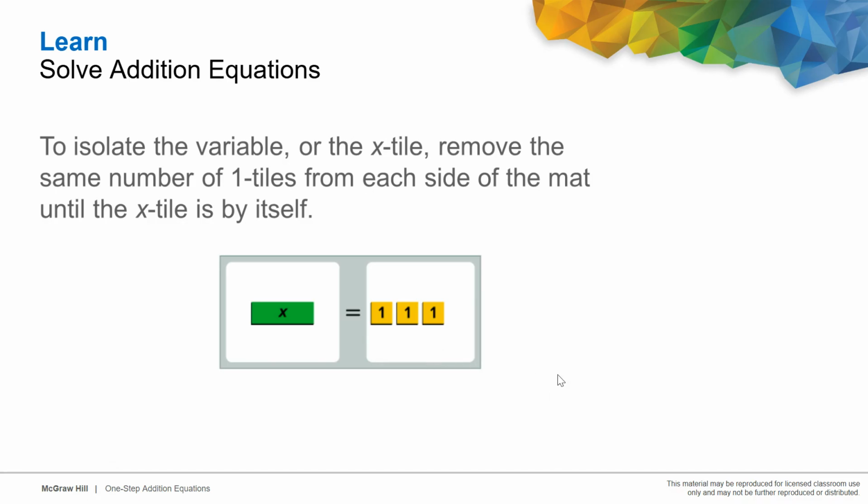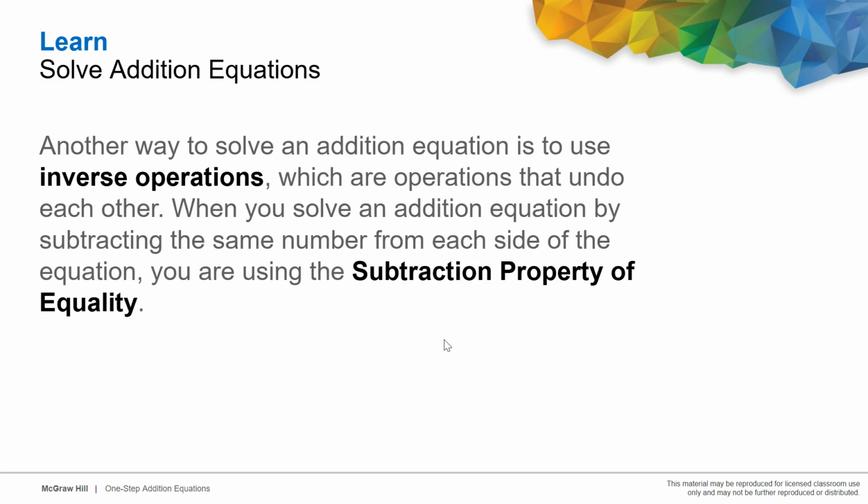So they've taken away 4 from this side, and they've taken away 4 from this side so that the x is by itself. That's what it means to isolate the variable. Isolate means to make it be by itself. So now we can just see from this model that x is equal to 3, because there's 3 tiles left on this side. Another way to solve addition equation is to use inverse operations.